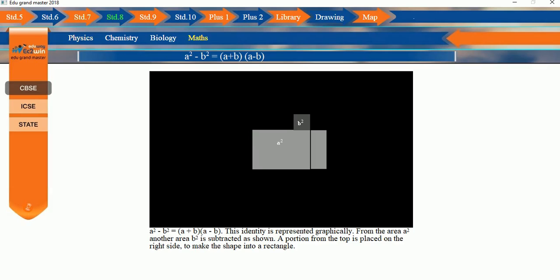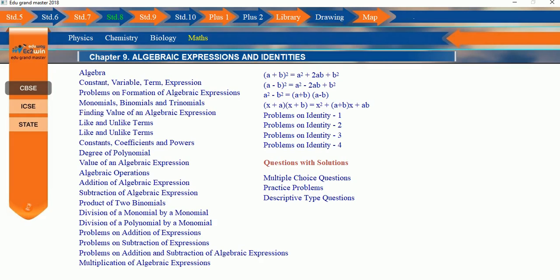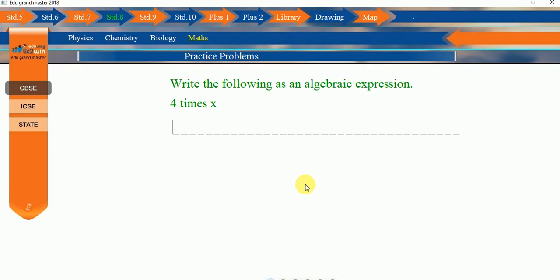Cut the side to make the shape into a rectangle. This rectangle has a width of a plus b and a height of a minus b. Hence the area is equal to a plus b into a minus b. You can find here there are a lot of problems on different identities. There are multiple choice questions, practice problems, descriptive questions.